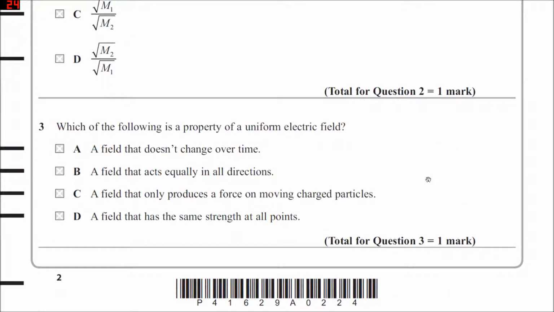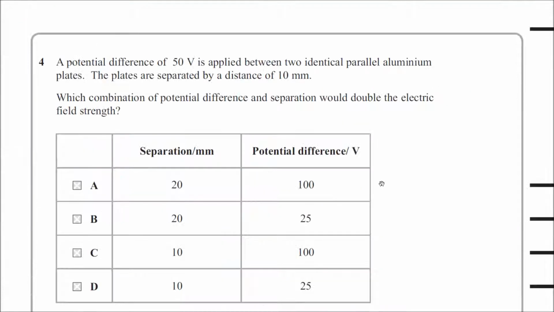Question 3, which is a property of a uniform electric field? It doesn't change with time. No, it could change with time, I guess. Acts equally in all directions. No, that's a radial field, I think anyway, at least it could be. Only produces a force on moving charged particles. No, electric fields work on all charged particles, stationary or moving. It's got to be D, same strength at all points.